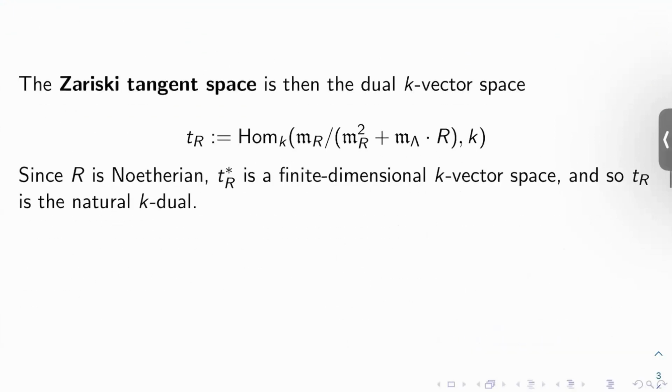Okay. So what's the Zariski tangent space? It's the dual K vector space to T star R. So it's called TR, and it's the K maps from the cotangent space to K. Since R is Noetherian, T star R is a finite dimensional K vector space. And so TR is the natural K dual from vector space theory.